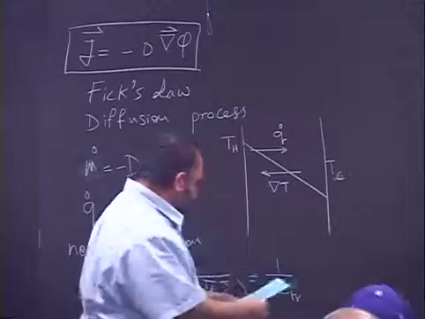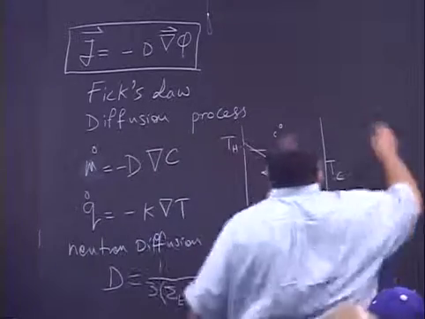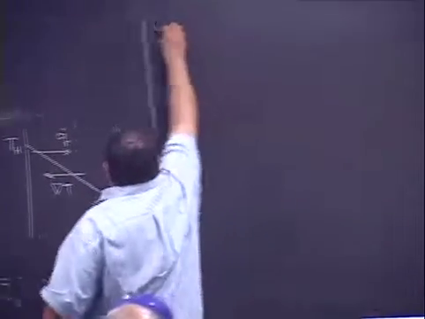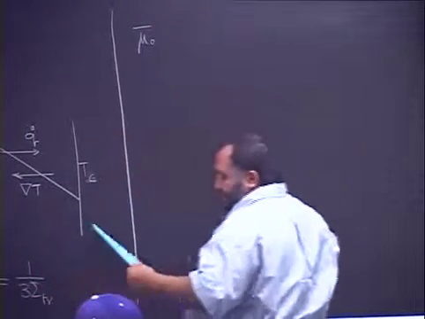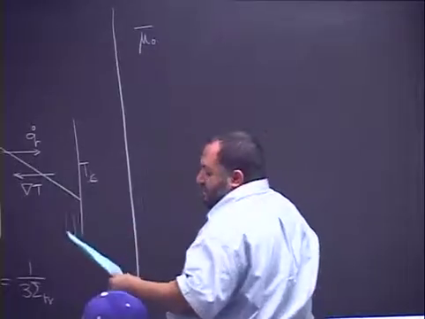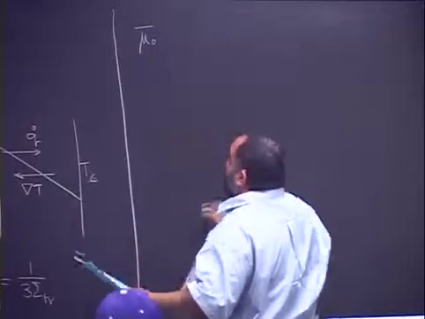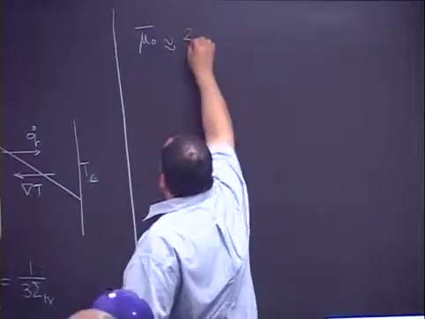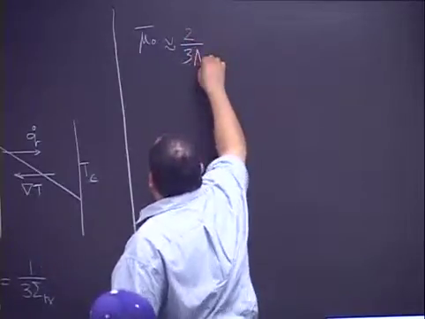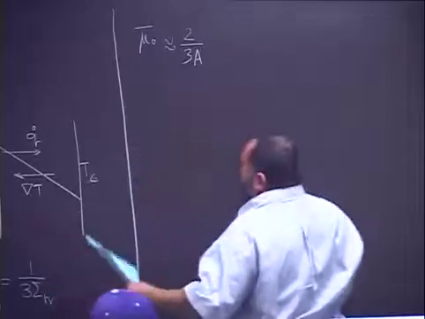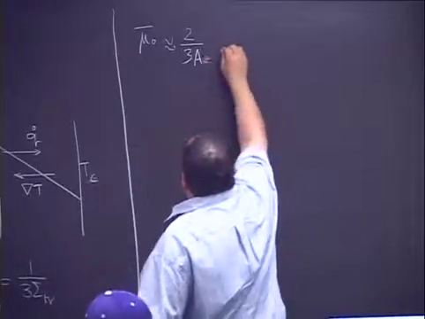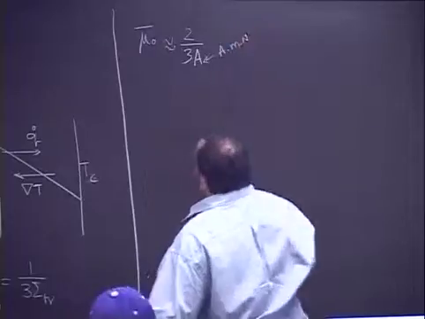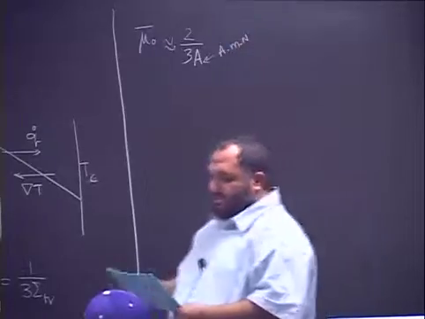And usually mu naught, the average of the cosine of the scattering angle, to a good approximation is equal to 2/3 the atomic mass number. 2/3 the atomic mass number.